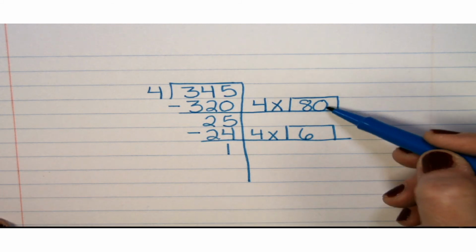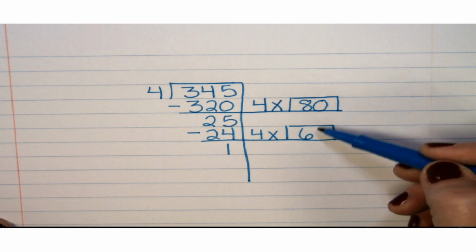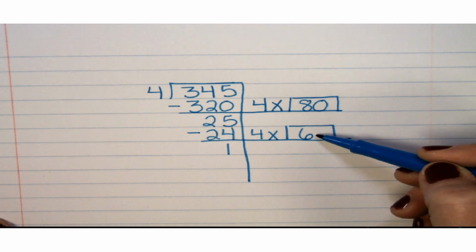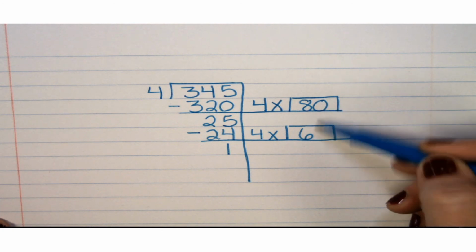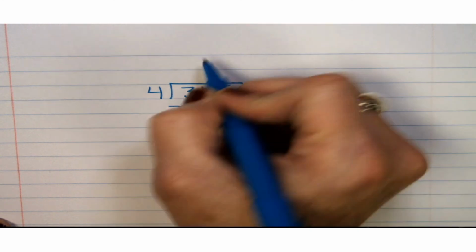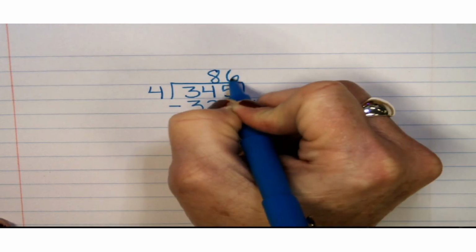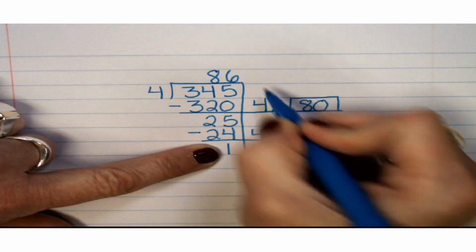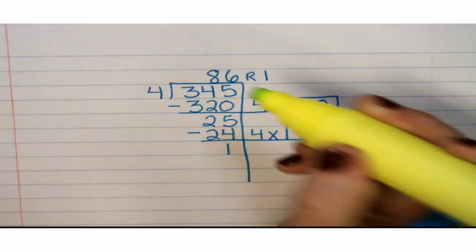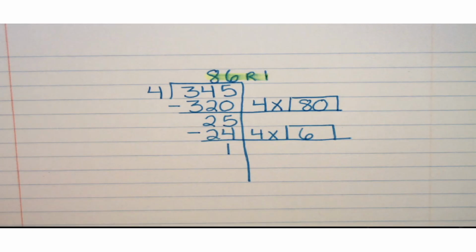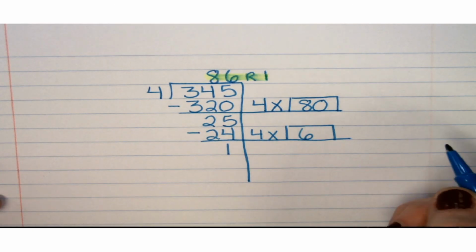So we come over to the side and we look at the numbers that we've placed inside the boxes. Those are the partial quotients. So we're just going to add those together. So 80 plus 6 is 86, and we want to bring our remainder up to the top. So the final quotient for this problem is 86 remainder 1.